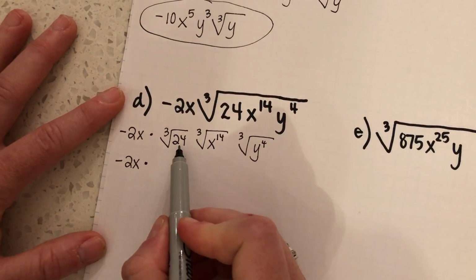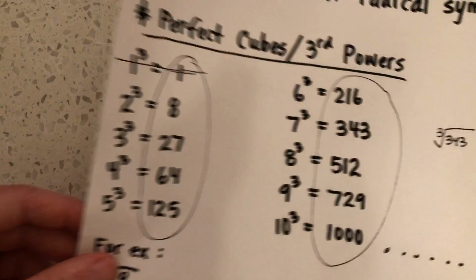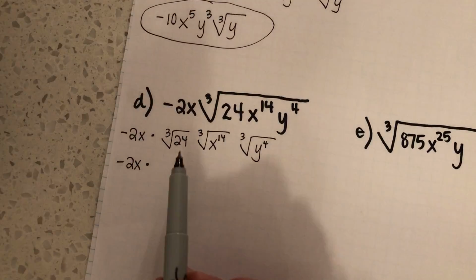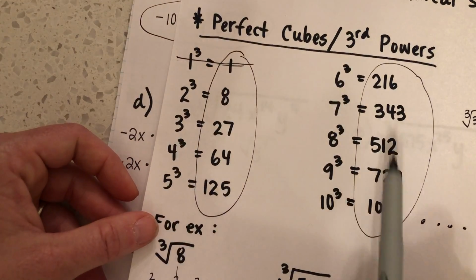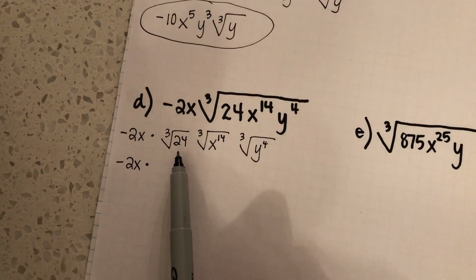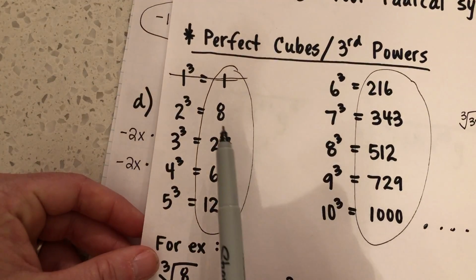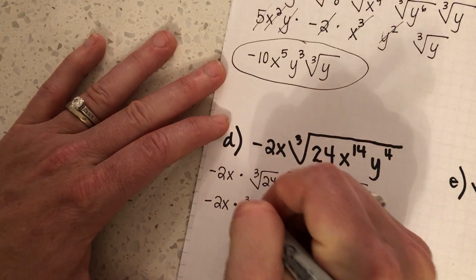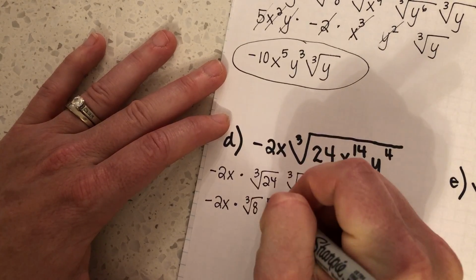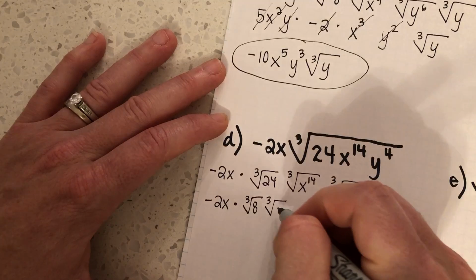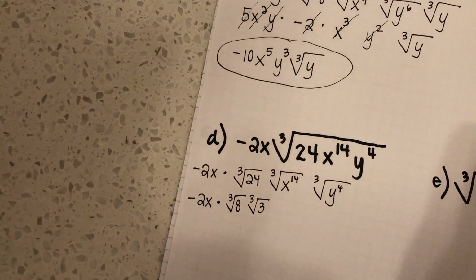All right, the third root of 24. Go to your list. Is 24 on this list? No, which means you can't take the third root of it. So now you're looking for the biggest number on this list, if there is one, that divides evenly into 24. And it is 8, which means I can split it up into the third root of 8 times the third root of, well, 8 times 3 gets you 24, so 3. Okay, now we go to the next one.